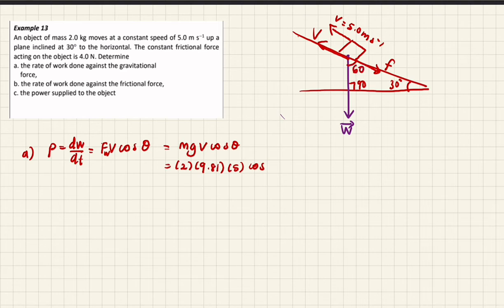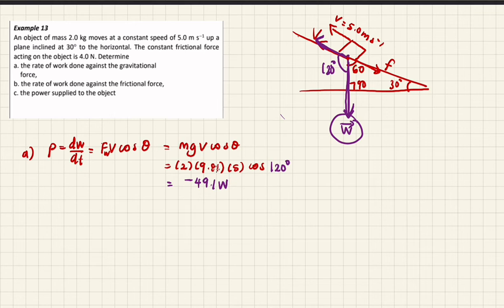Okay, tapi sekarang yang kita nak adalah between weight and velocity. So weight kat sini, velocity kat sini. So angle between here adalah 120 degree. So kat sini is cos 120. Ingat between weight and velocity, sebab weight tu adalah force yang kita nak sekarang. So when you put it into your calculator, kita akan dapat the power is negative 49.1 watt.